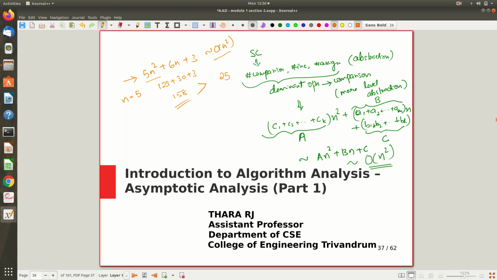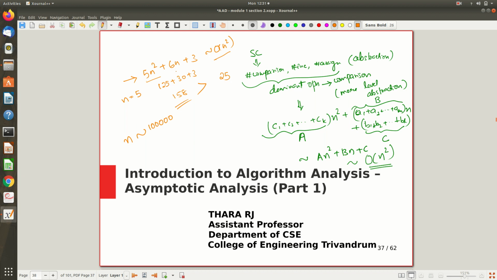Now what I want to tell you is why I am getting that bigger quantity 158: because of those constants and other terms. So it matters when the input size is small. In general, we don't want an algorithm which runs well only for smaller input. We want an algorithm which runs nicely on very large input, like say 1 lakh or something bigger than that. Now at this point you will see the difference: here I'll be getting 1 lakh square, here it is just 1 lakh.